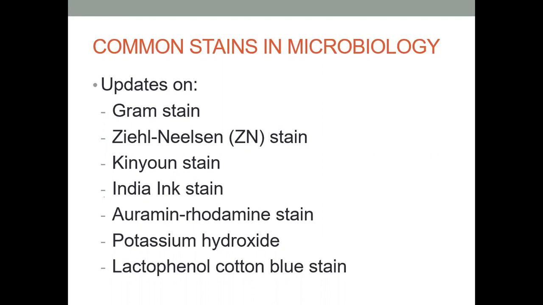The auramine is a fluorochrome. When you say something is a fluorochrome, first, it's a combination of fluorescence and chrome. Chrome is a color, okay? And fluoro is coming from fluorescence.